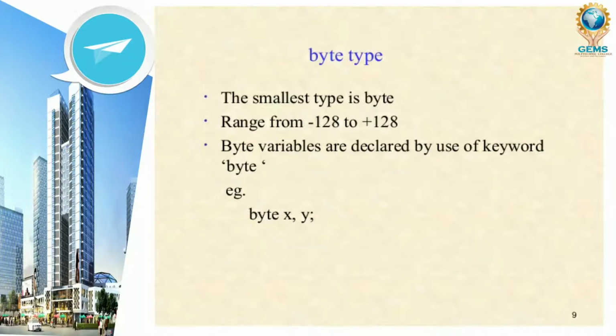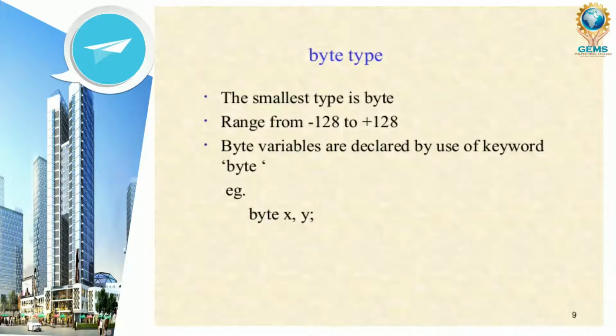Now we will see byte. Byte type. The smallest type is byte, with a range from -128 to +128. This is very important, students, because in objective type questions this type of question will come: please mention the size of the byte. The size of the byte is 8-bit, and the range of the byte is -128 to +128. Please remember this.